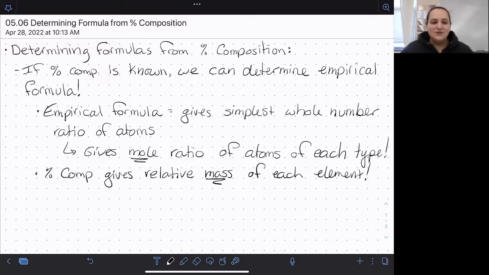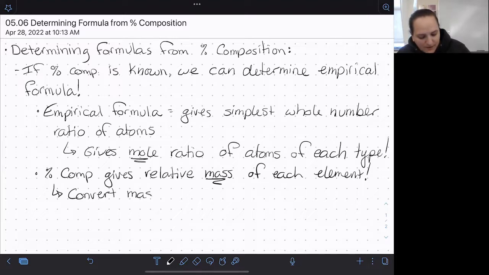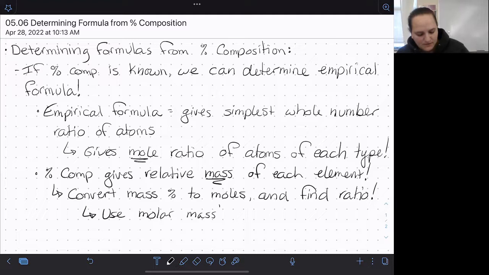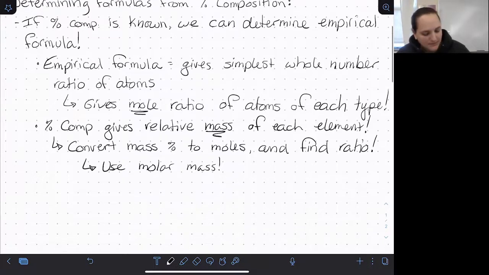Molar mass. So all we really need to do is convert our mass percent to moles and find the ratio. So use molar mass.